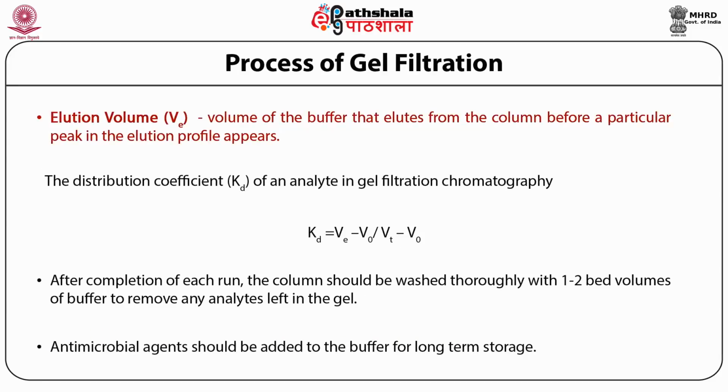Elution volume VE is the volume of the buffer that elutes from the column before a particular peak in the elution profile appears. The distribution coefficient Kd of an analyte in gel filtration chromatography can be mathematically expressed as Kd is equal to VE minus V0 divided by Vt minus V0, where VE is elution volume, V0 is void volume, and Vt is total column volume.